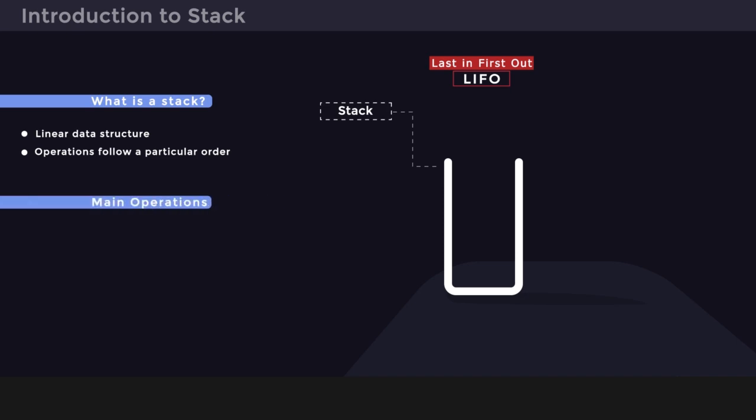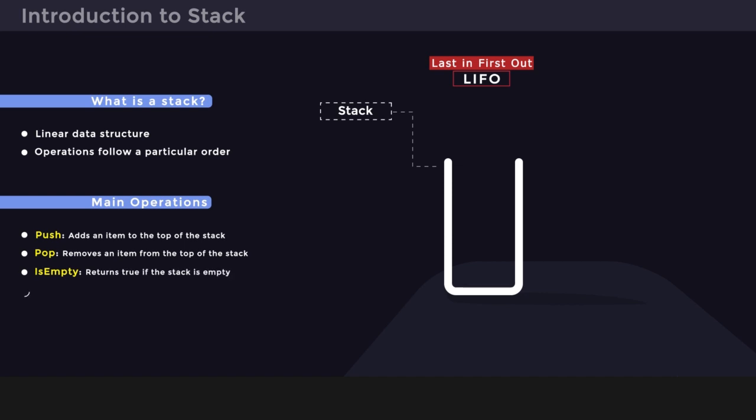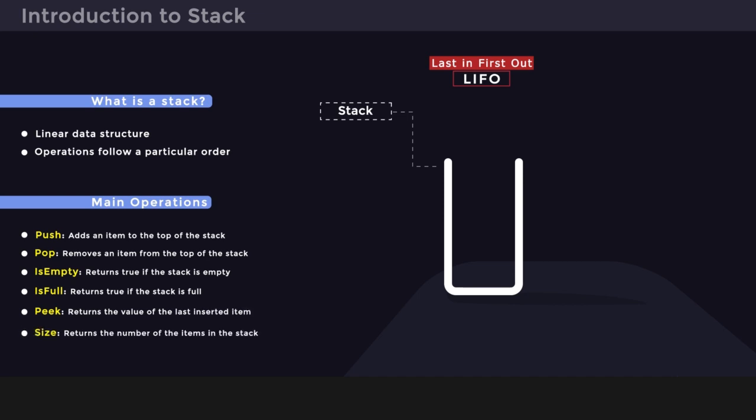There are mainly 6 operations to perform different actions on the stack. Push is capable to add an item to the top of the stack. Pop can remove an item from the top of the stack. Is empty checks and returns true if the stack is empty. Is full checks the stack and returns true if the stack is full. And in fact, when the size of the stack has reached its maximum allocated capacity, then this function will return true. Peek returns the value of the last inserted item, and lastly, size returns the number of items in the stack.